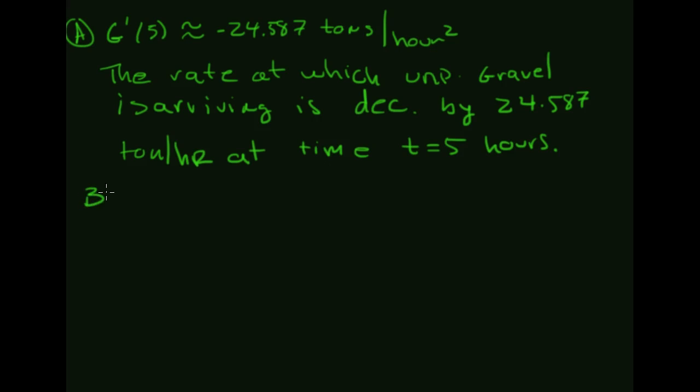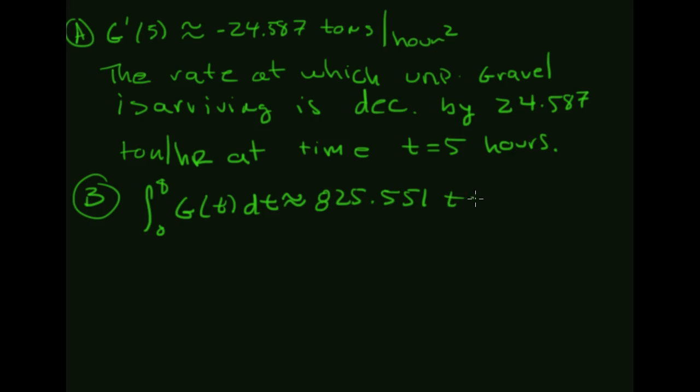Part B, also something that is eminently calculatorable, if that's a word. The total amount of unprocessed gravel that has arrived during the workday goes from 0 to 8. So this is the integral from 0 to 8 of g of t dt, which works out to be approximately 825.551 tons.